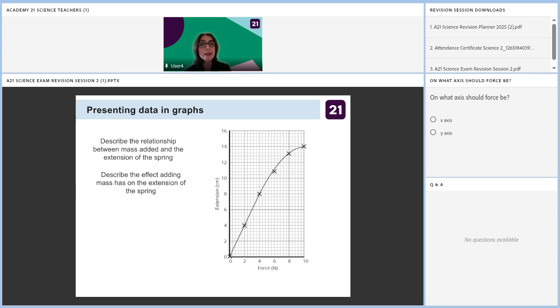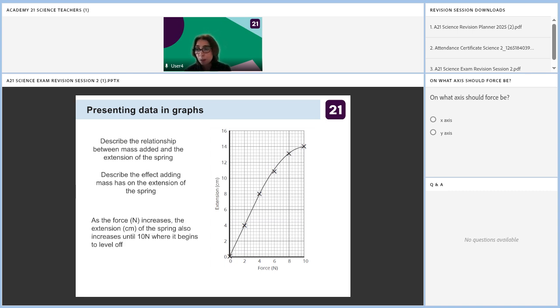Okay, so when you presented the data, you may then be asked on an exam to describe the relationship. You might be asked one or two different types of question here. One could be describe the relationship between the mass added and the extension of the spring, or you could be asked describe the effect of adding the mass on the extension of the spring. Really very, very similar questions, but all you've basically got to do is say what you think is the relationship between the two of those things, okay?